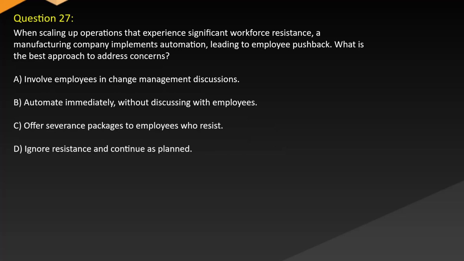Question 27. When scaling up operations that experience significant workforce resistance, a manufacturing company implements automation, leading to employee pushback. What is the best approach to address concerns? A. Involve employees in change management discussions. B. Automate immediately without discussing with employees. C. Offer severance packages to employees who resist. D. Ignore resistance and continue as planned.